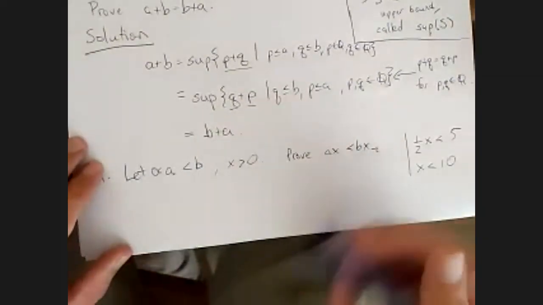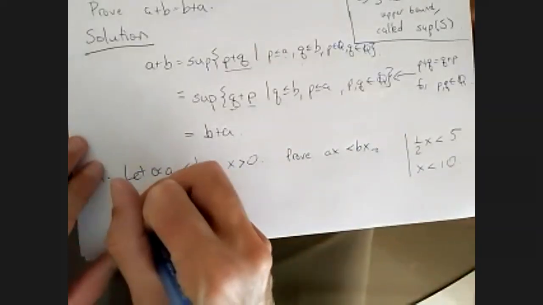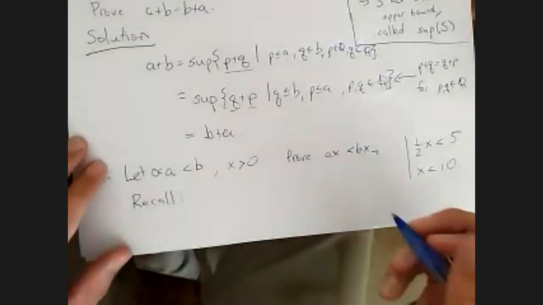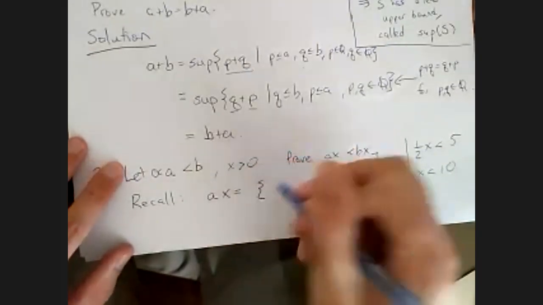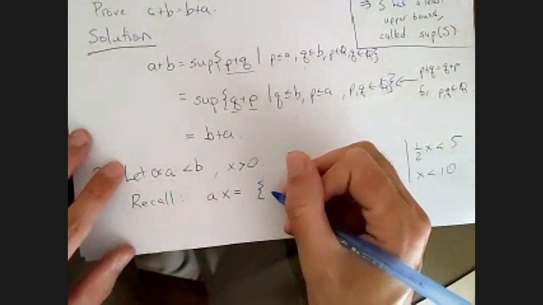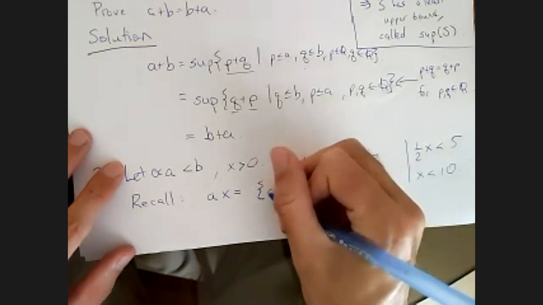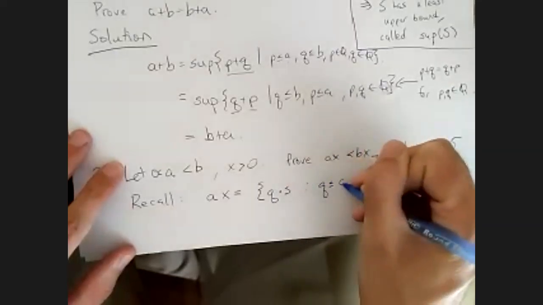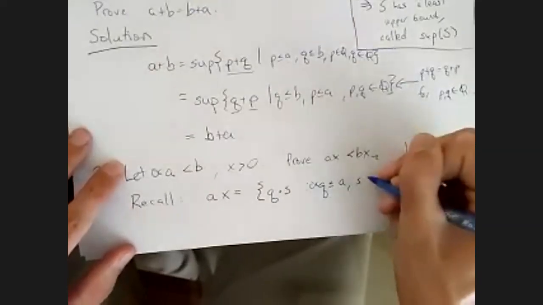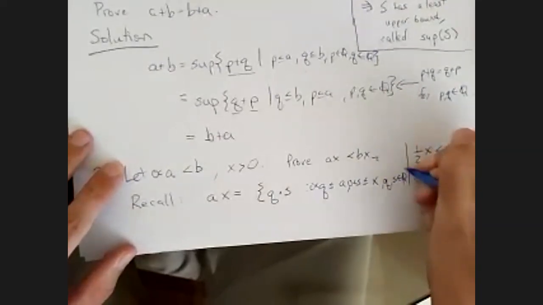For this proof, we have to know the definition of A times B, at least for positive numbers A and B. Really, I just give you the definition in the question. We'll say that AX is defined to be the sup of Q times S, where Q is less than or equal to A and positive, S is less than or equal to X and positive, and Q and S are rational.